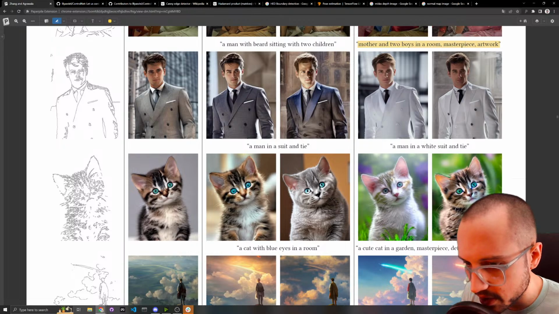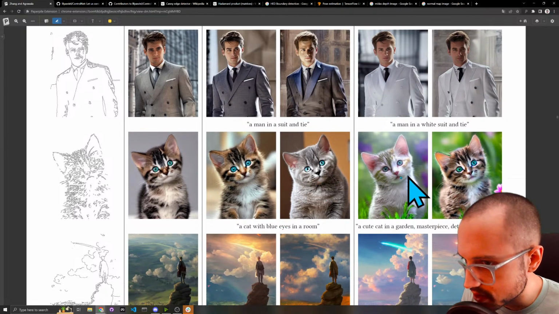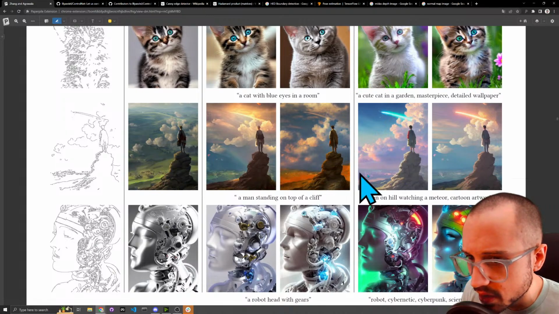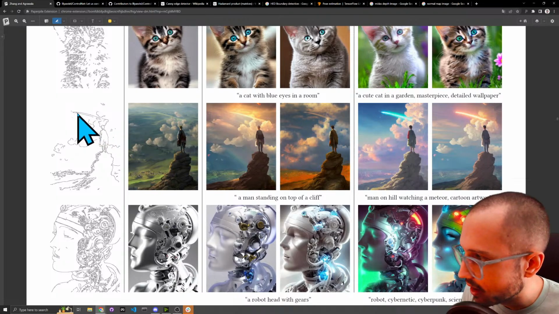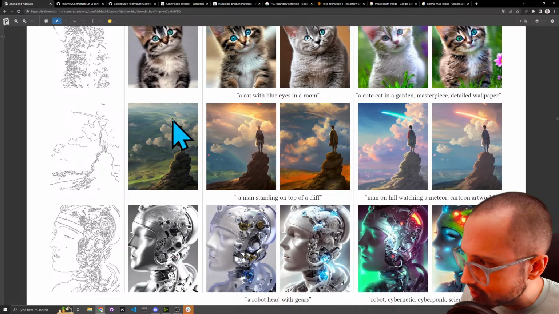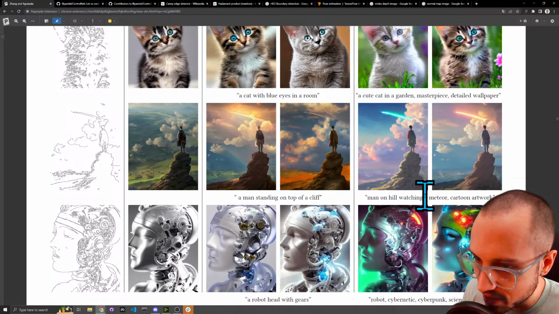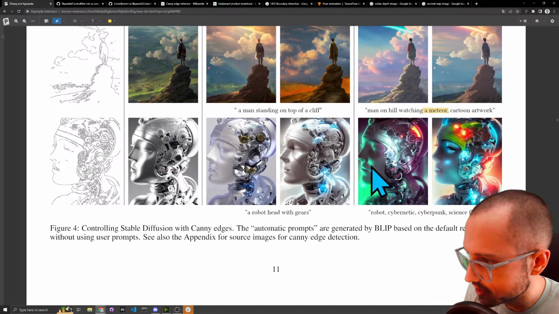Cute cat in the garden. Man standing on a cliff. Man on a hill watching a meteor. So you can see how initially this part of the Canny is interpreted as a river, or it's interpreted as the sun. But then when they add the watching a meteor, it's interpreted as a meteor. That's very interesting.